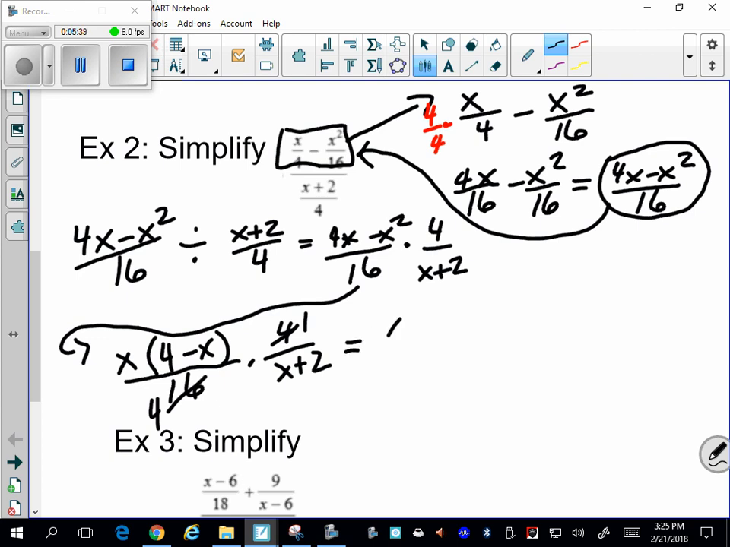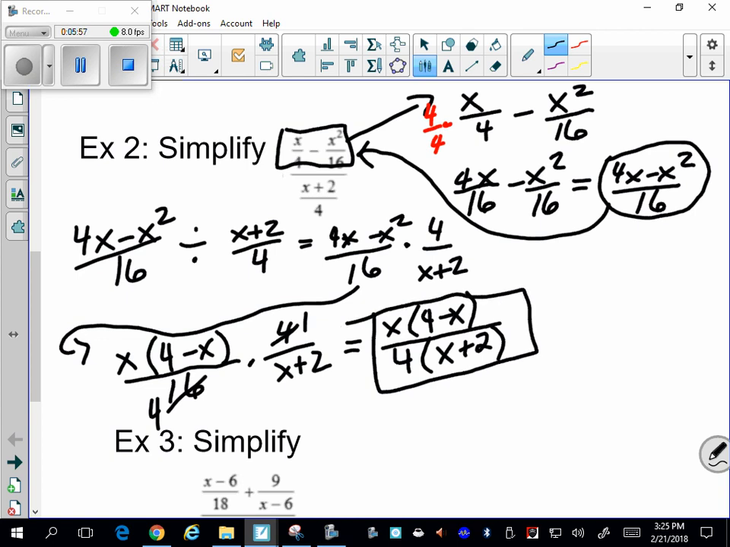You can multiply out the numerator if you'd like. I don't expect you to do that. And then the same thing with the denominator. I keep them in factored form, but you could multiply it out if you like. This is your final answer.